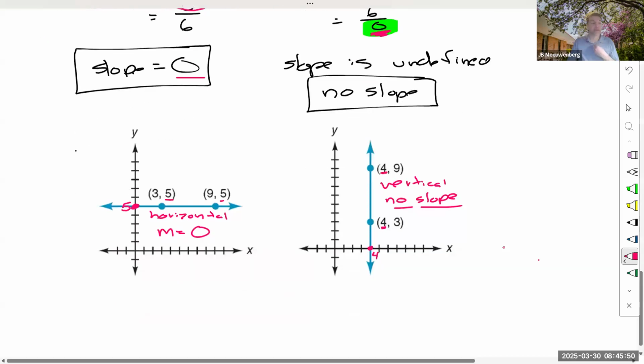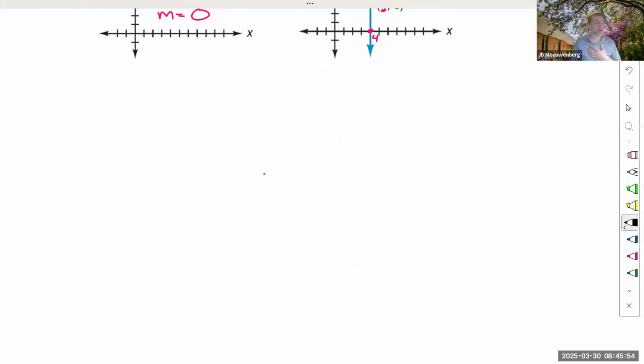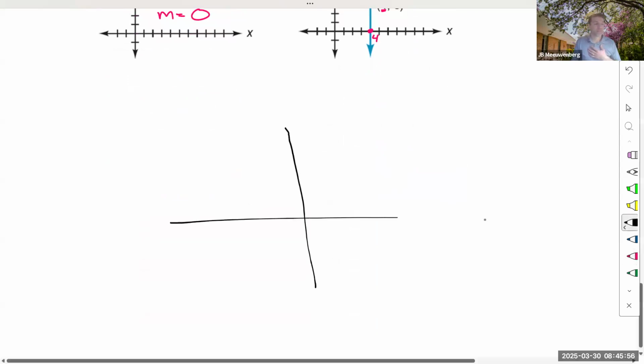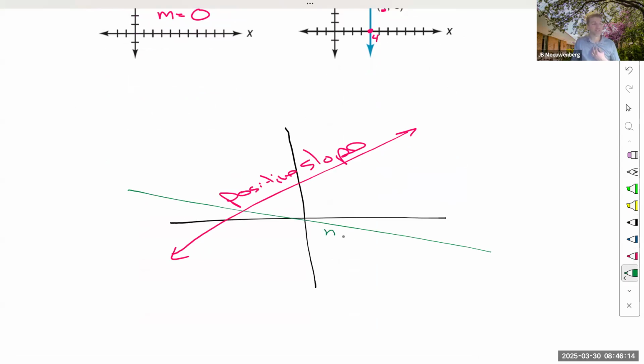And then the other thing that's important to note for the earlier examples that we did, and I mentioned this one time, whenever you have a line that is increasing from left to right, because you always read your graphs from left to right, these are always going to be a positive slope. And anytime you have a line that's decreasing from left to right, this is always going to be a negative slope.